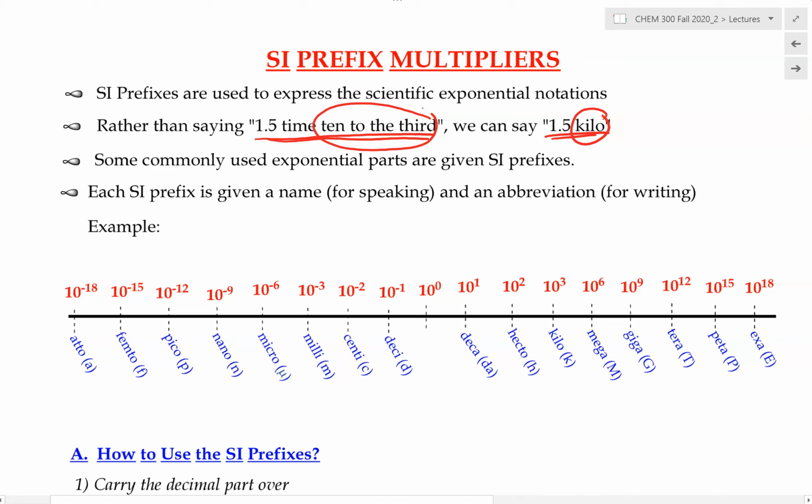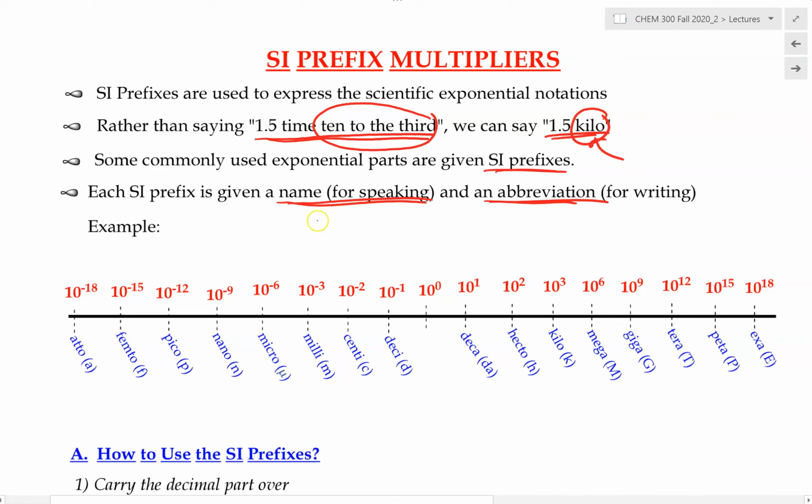They're basically names or terminology that correspond to certain exponential notation. Some of the commonly used exponential notations are given SI prefixes. We do not have SI prefixes for every single exponential notation, but only some of the commonly used ones. Each of the SI prefixes is given a name, which is what we refer to when we speak about it, and an abbreviation, which is used in writing.